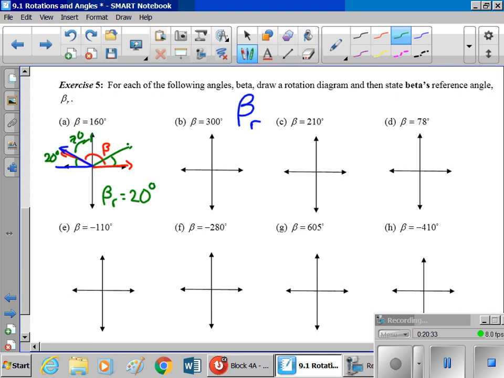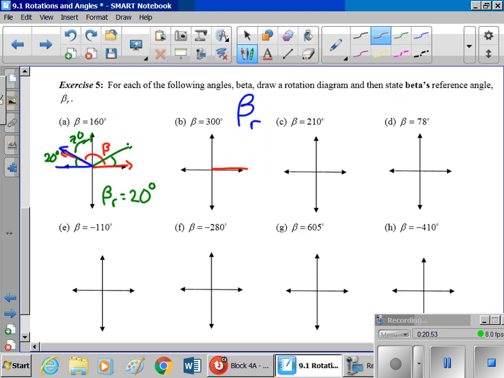It always has to be positive, which it is. It always has to be acute, which means less than 90, which it is. And it always has to be between the terminal ray and the positive x-axis, which it is. That's how we found it. Awesome. Okay, let's try another one.